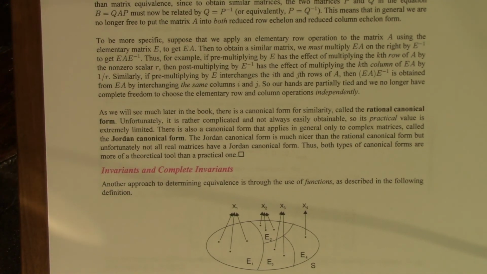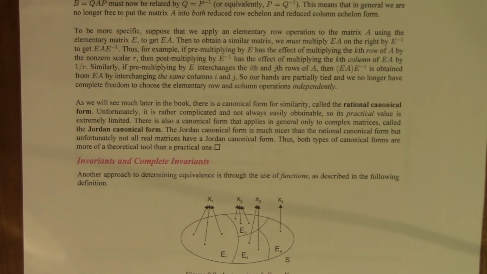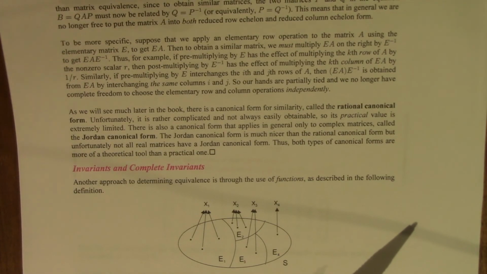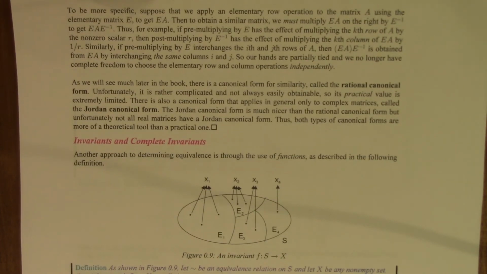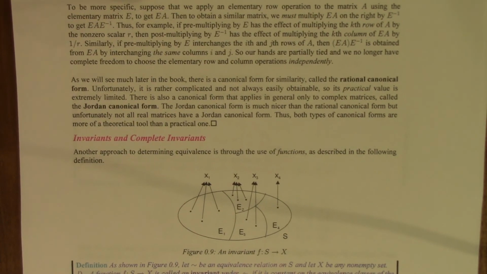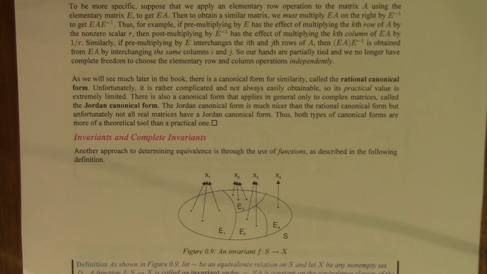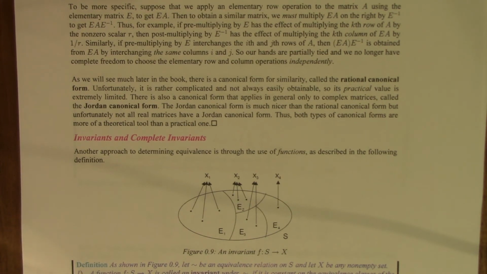So we are much more restricted. We don't have the same freedom that we had before. We can't apply elementary row and column operations independently like we could under matrix equivalence.